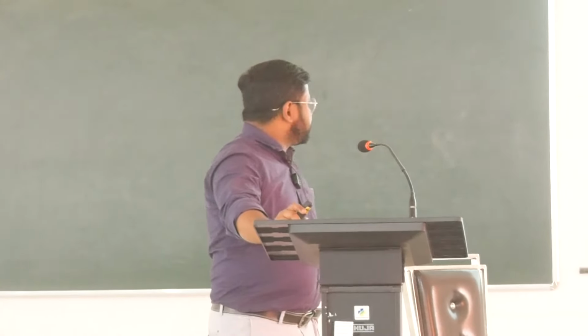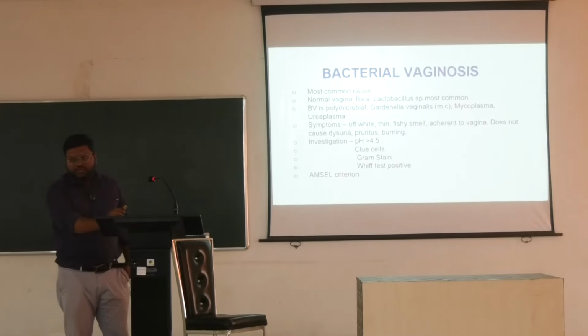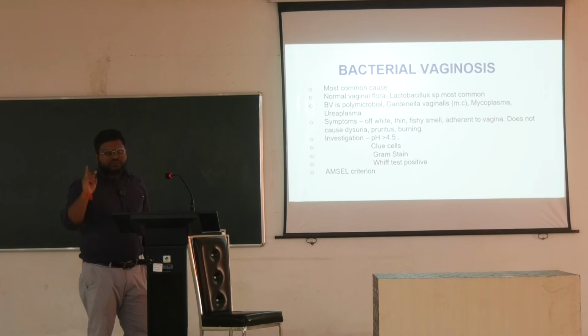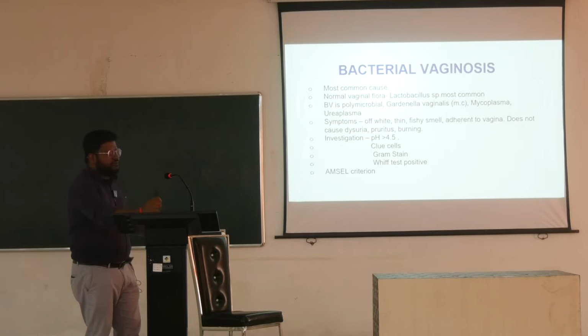Diagnosis, we will do by the Amsel criteria. What is the Amsel criteria? We have 4 points. Number 1, you have to find out if it is a thin, homogeneous, off-white grayish discharge. The pH of the vagina would be more than 4.5. Normally I said vaginal pH is 3.5 to 4.5, and that is increased, more than 4.5.